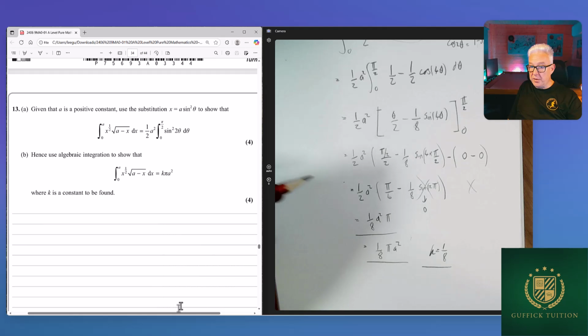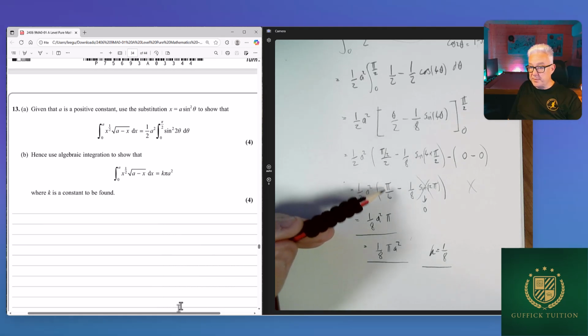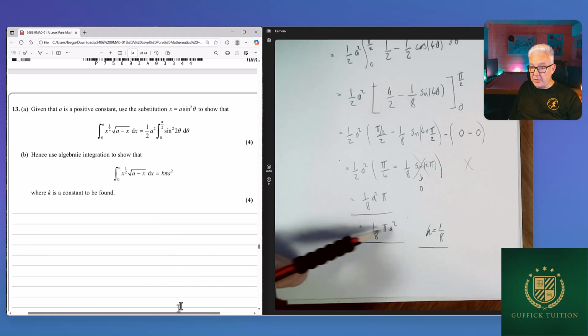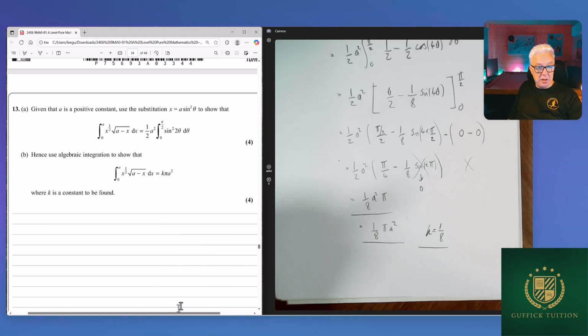So we end up with a half a squared times pi over 4, which is 1/8 a squared pi, or to put it in the correct order for the question, 1/8 pi a squared. So therefore k is equal to 1/8.